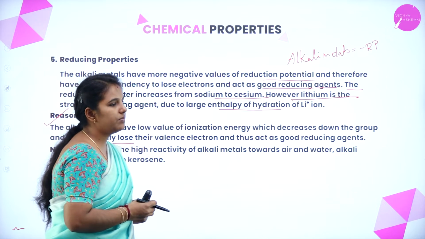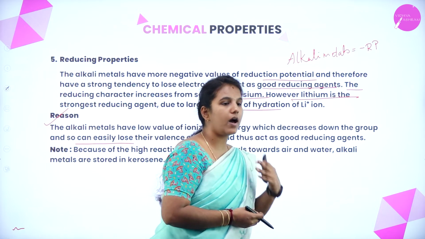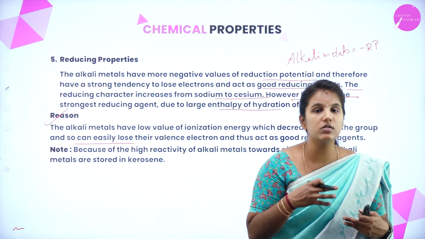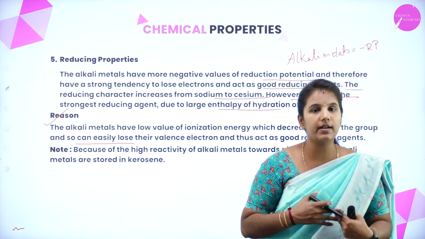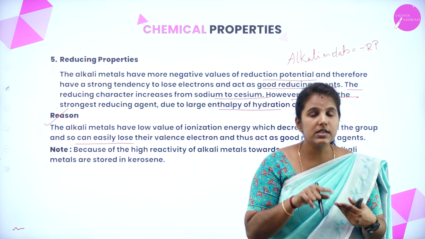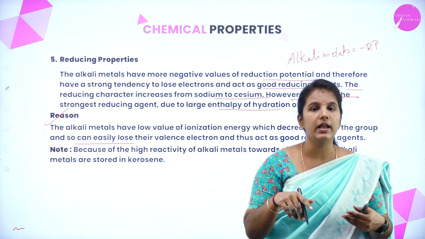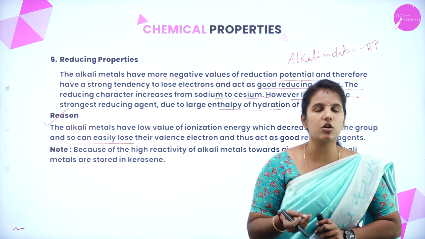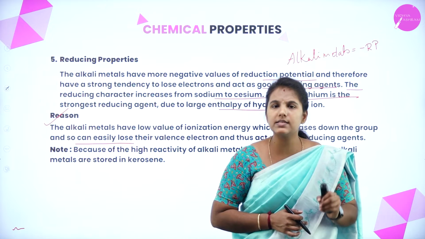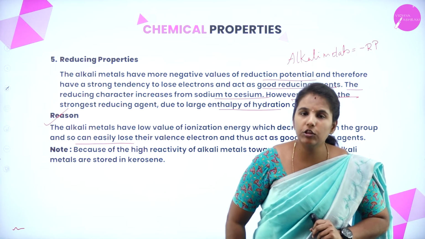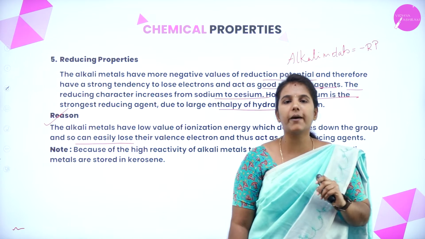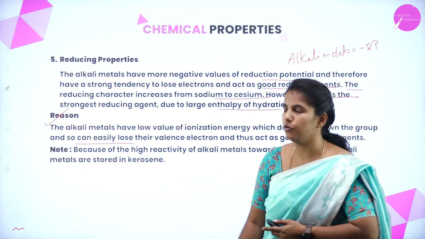So, always remember, if I say it is a reducing property of alkali metal, this indicates that these metals can easily lose their electron. We know that all these metals, as we move down the group, consist of one electron in their outermost shell. Since they have one electron in their outermost shell, they can easily lose that electron and become very good reducing agents. But there is one exceptional case with lithium. Even though it belongs to this group, it acts as a very good reducing agent as compared with the other elements in this group.